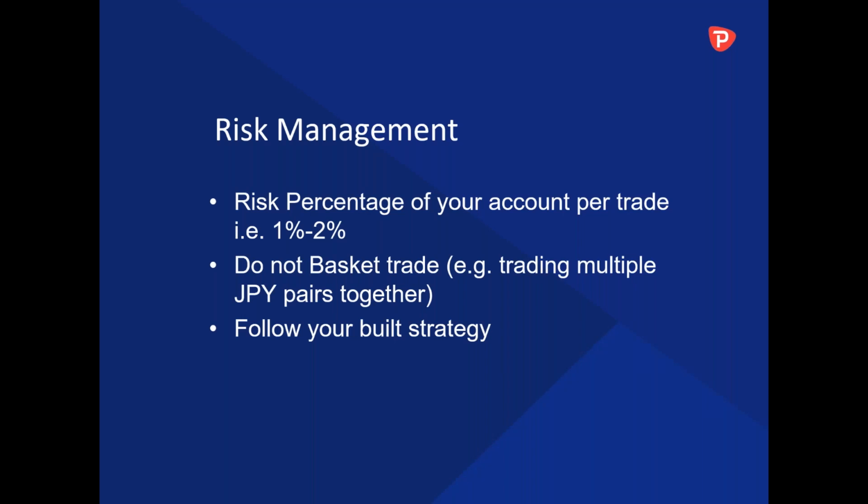Because as we always say, if you're risking 1% on a $1,000 account or 2%, that may only be $10 to $20. But think about if you had a $1 million account. So that $10 to $20 is $10,000 to $20,000 per trade. Would you trade the same way? If the answer is no, then you're definitely doing something wrong with your trading systems.